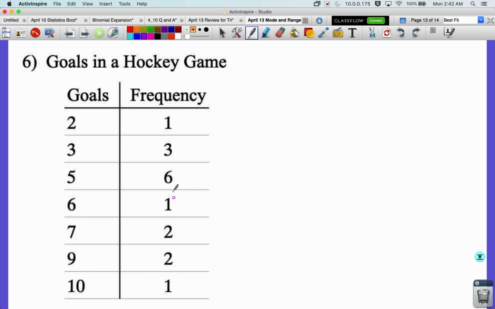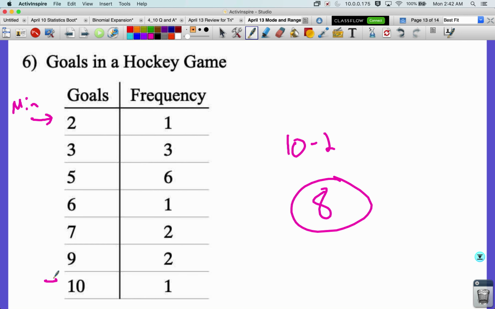All right, now this one, are we going to look at the frequency or the goals? So this is kind of a tricky one because we said we always look at the Y value, but when it's frequency, it doesn't count as a Y value. Here, our maximum is 10 goals, our minimum is 2 goals, 10 minus 2 is 8. So this is a very tricky one. This is really like a dot plot with just numbers, and we have to look at this as our minimum, and this is our maximum. So don't be tricked when frequency looks like a Y value.